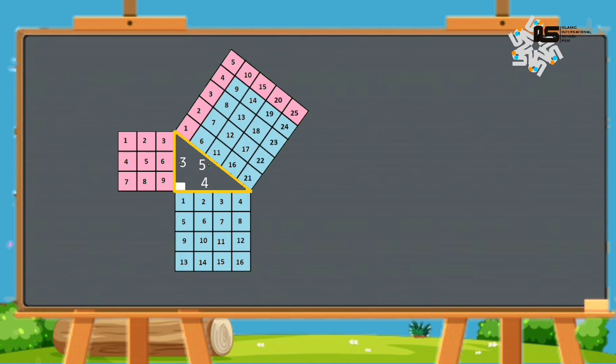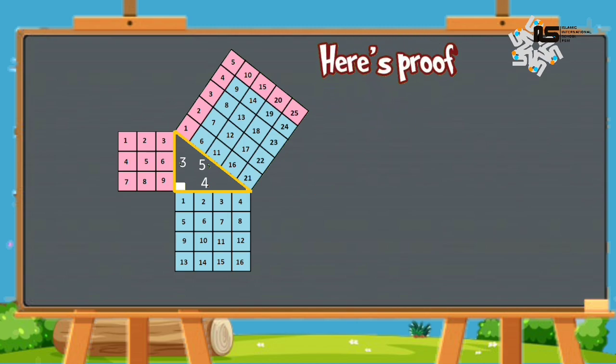On the side of 3 units there is a 3 times 3 square. This square is pink. On the side of 4 units there is a 4 times 4 square. This square is blue. And on the hypotenuse with 5 units there is a 5 times 5 square. Why are the colors of the square on the hypotenuse pink and blue? Yeah, because if we add the 3 times 3 square and the 4 times 4 square, it is equal to the 5 times 5 square.